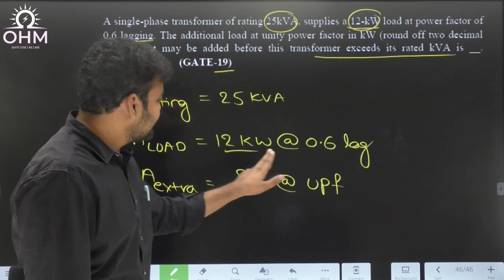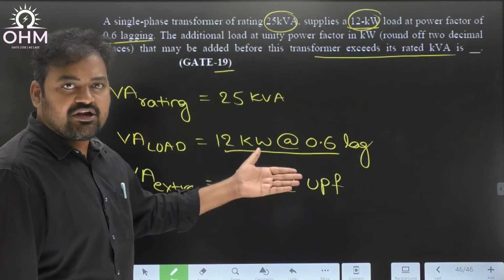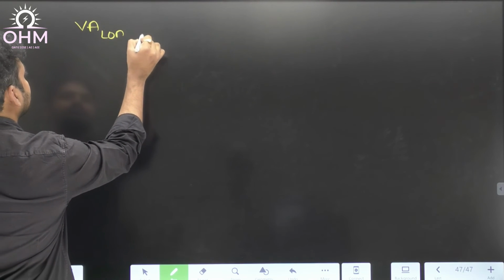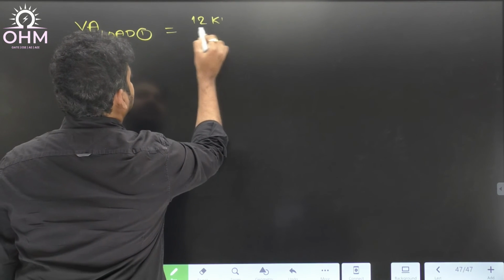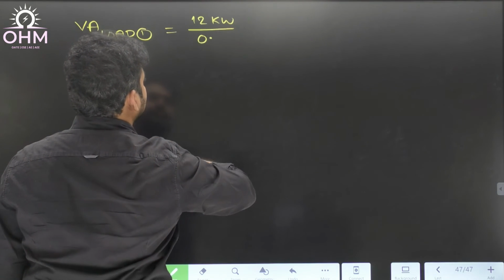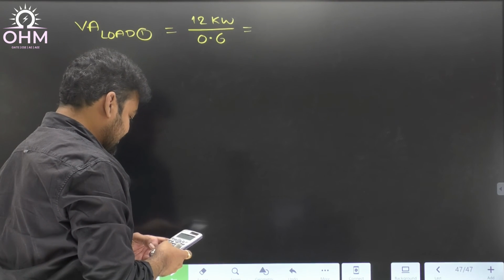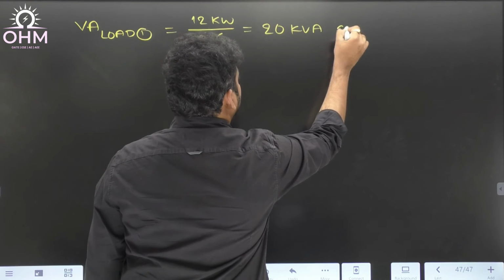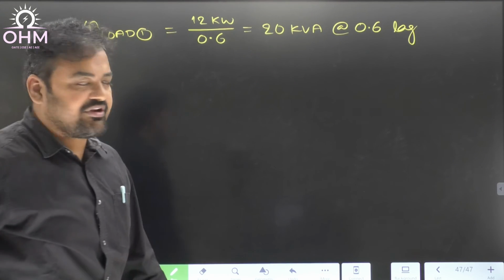So convert this 12 kilowatt to kVA rating. What is a kVA rating? kVA rating is equal to kilowatt divided by power factor. So we have two loads now. Load number 1: 12 kilowatt divided by power factor 0.6. Therefore, it is equal to how much? 12 kilowatt divided by 0.6. This is indirectly 20 kVA at 0.6 lagging power factor.